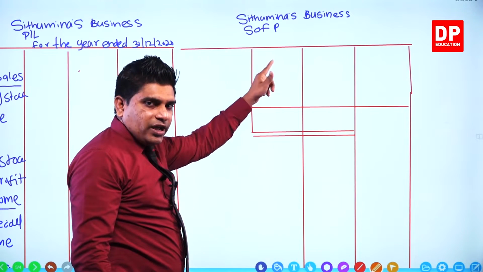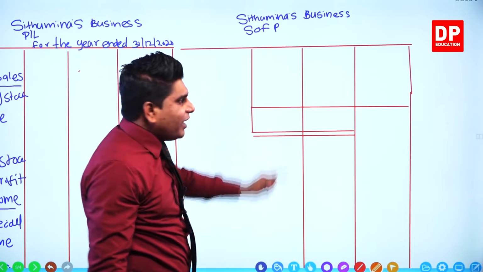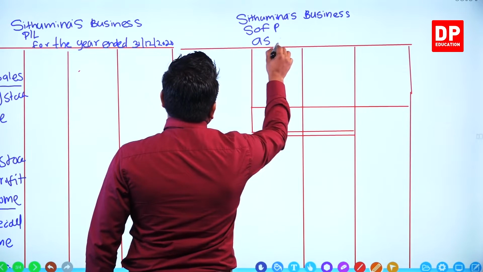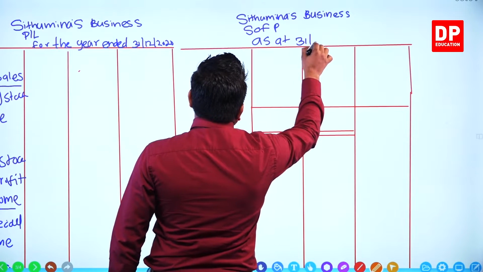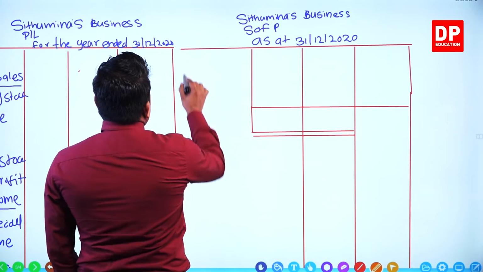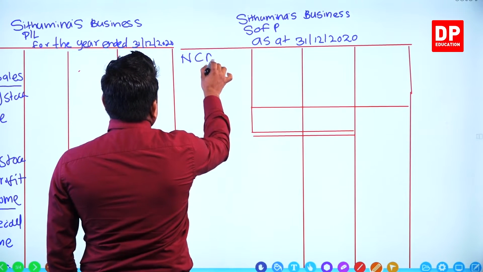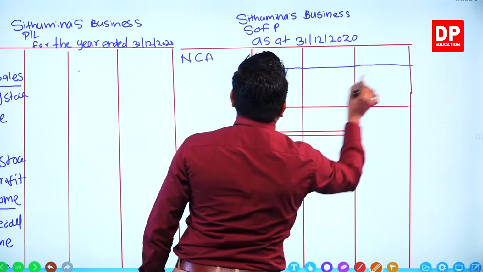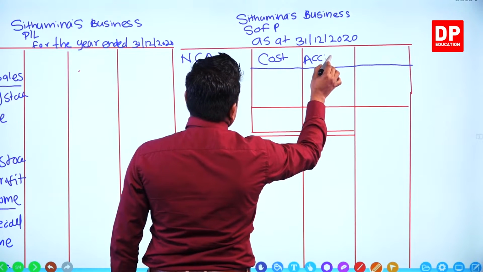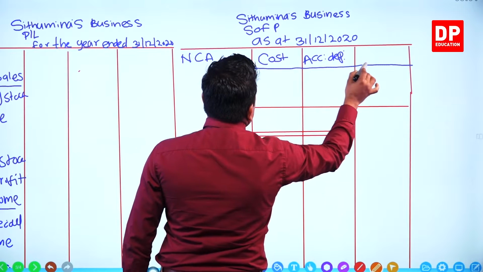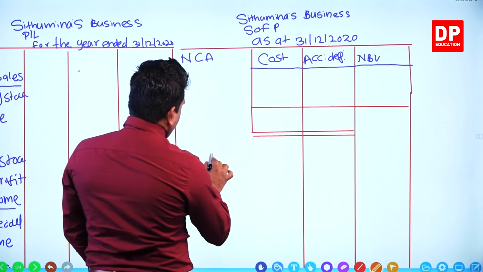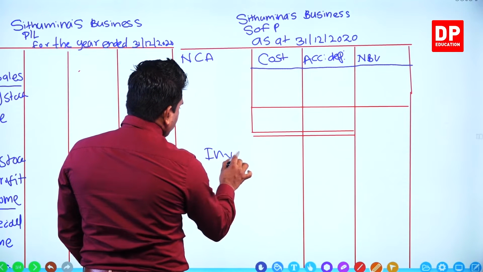Statement of financial position. I use a short word, but you have to write the long word. Statement of financial position, right? Here for the year ended, you must remember this is not year ended, it is as at 31st December 2020. Okay. Then here we write non-current assets, NCA. After that, what? Cost, accumulated depreciation, you know well this, net book value, NBV. After that, here we can write investment. You remember, we met it before, investment.